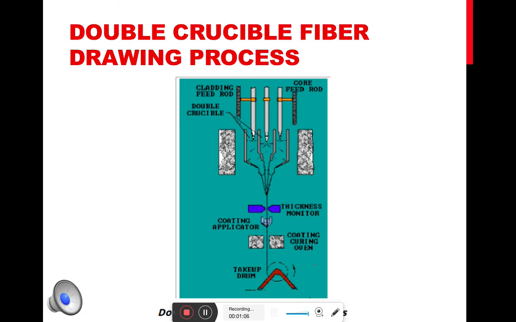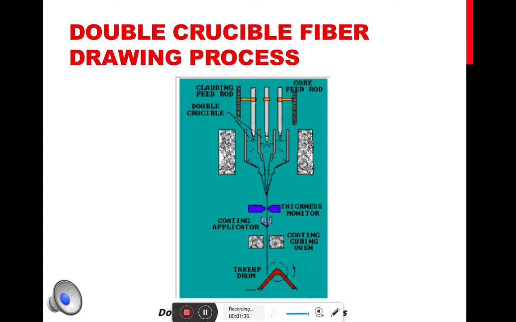To the inner crucible we give the core preform, and to the outer crucible we give the cladding preform. The crucibles are subjected to high temperature or induction heating through two furnaces. You can see in the figure that heating happens at different sides of the crucible. As a result of this heating, reactions occur in the reaction chamber, and finally we can draw our optical fiber out from this.